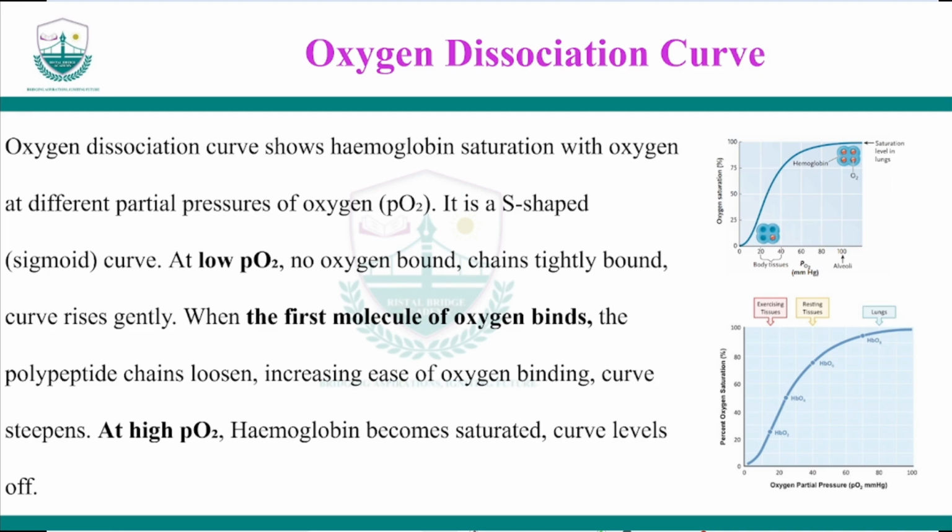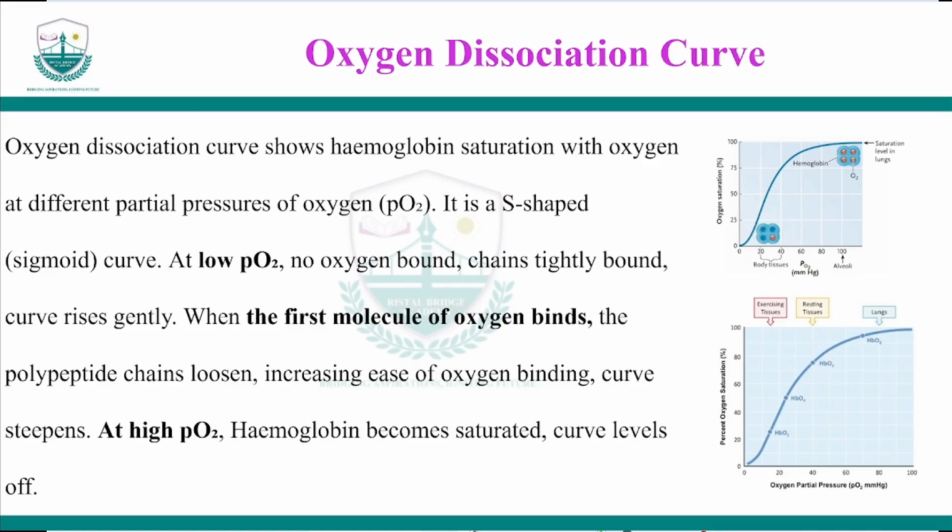At low oxygen partial pressure, hemoglobin binds oxygen reluctantly. But once the first molecule binds, affinity increases sharply. At high partial pressure of oxygen, hemoglobin becomes saturated and the curve levels off. This graph is essential in showing how oxygen is loaded in the lungs and unloaded in tissues.